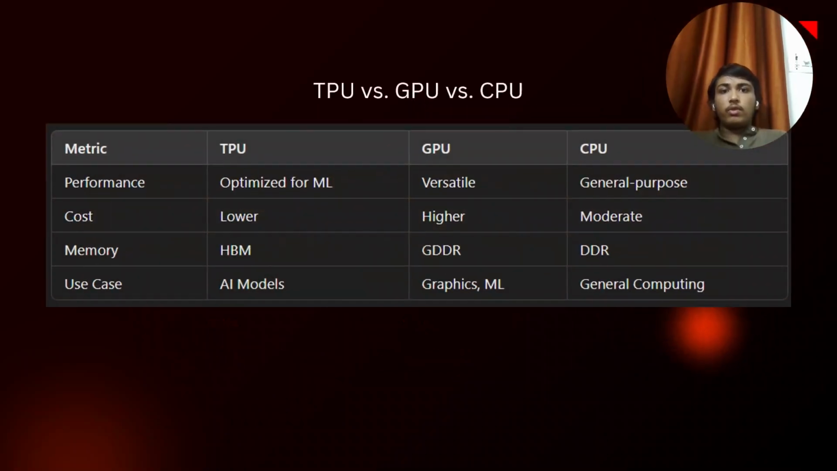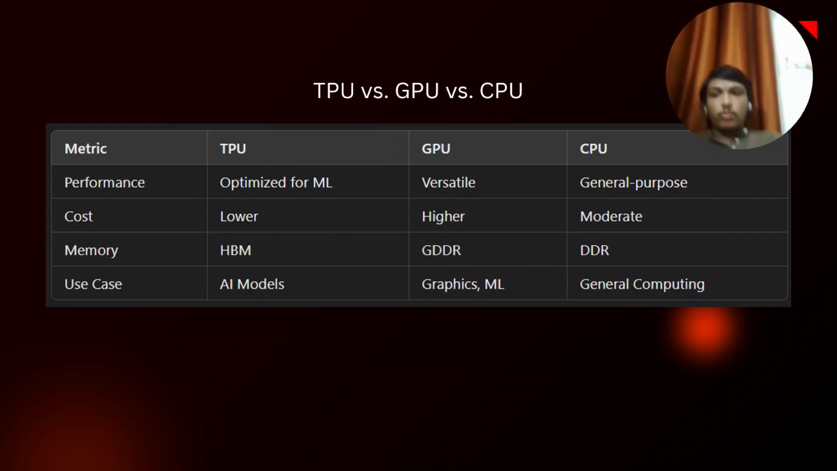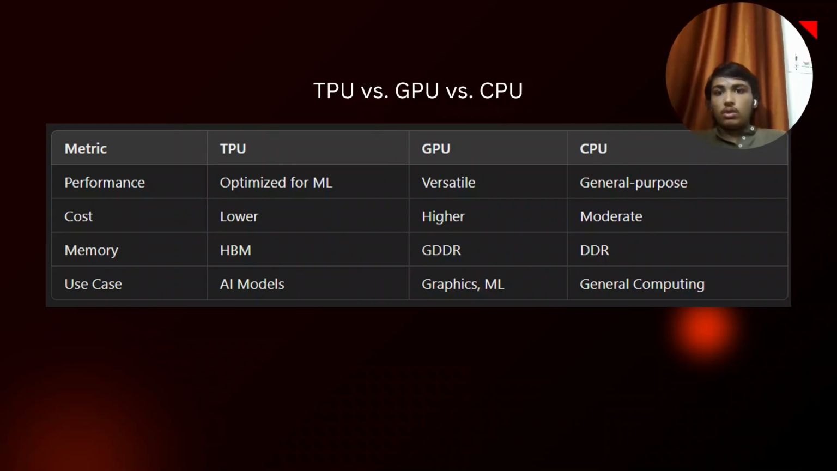Okay, this is the comparison of TPU, GPU, and CPU. In terms of performance, TPUs are optimized for machine learning, GPUs are for graphics and versatile use, and CPUs are for general purpose. In terms of cost, TPU is cheaper than GPU, and CPU comes at a moderate price. Memory: TPU contains high bandwidth memory, GPU contains GDDR and CPU contains DDR. And TPU is used to train AI models, GPU is used for graphics and machine learning, like video editing and photo editing, and CPU is used for general computing for day-to-day tasks.